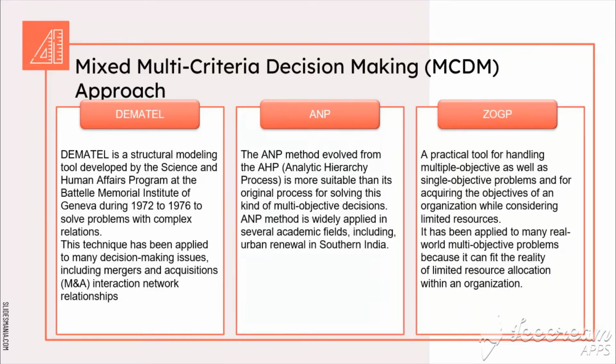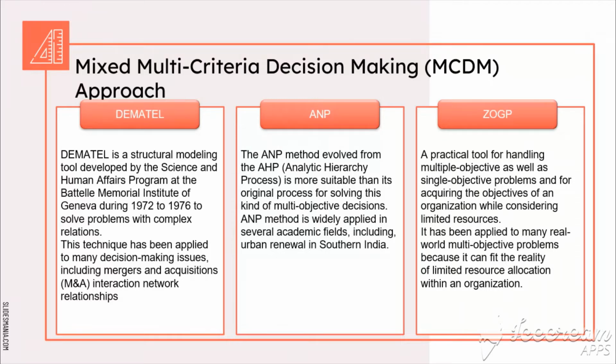The procedure for mixed MCDM is a hybrid model approach that consists of DEMATEL, ANP, and ZOGP. DEMATEL is a structural modeling tool used to solve complex relations. This technique has been applied to many decision-making issues, including merger and acquisition interaction network relationships. In this work, an average direct relation matrix is constructed and calculated. Then, it follows with the calculation of the normalized direct relation matrix and total relation matrix.